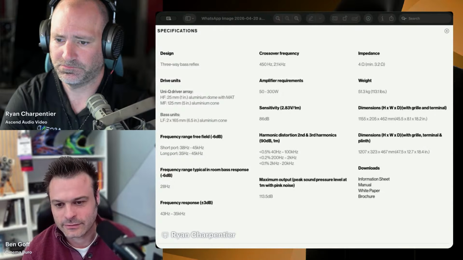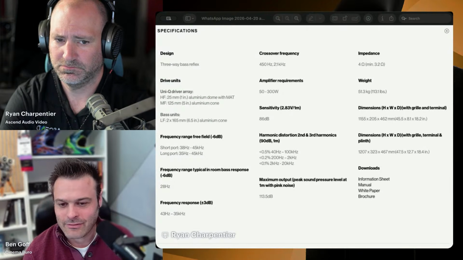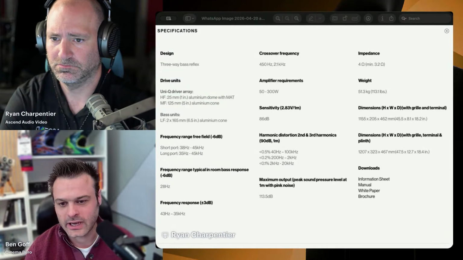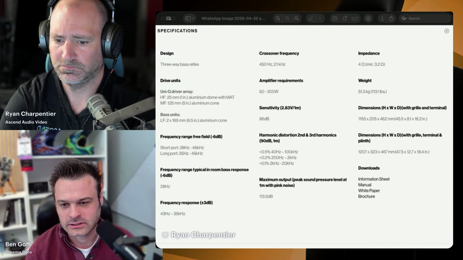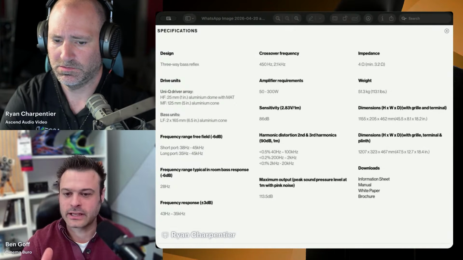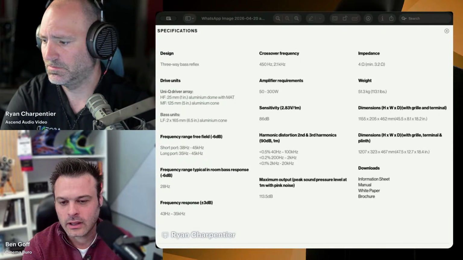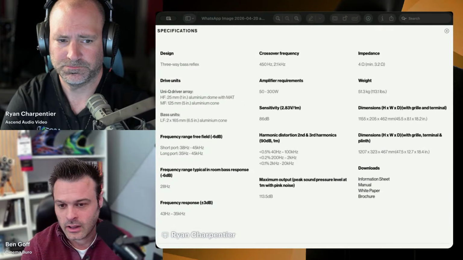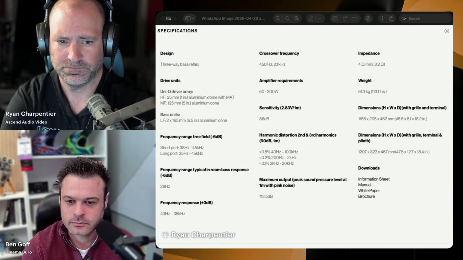So the KEF does that differently, and we'd have a different question. Frequency response plus or minus 3 dB is 43 hertz to 35 kilohertz. Okay, so it's pretty flat. Its roll off, its 3 dB point, the F3, is down at 43 hertz. So it plays really low. There's only 3 dB difference at 43 hertz to its peak level. But what we don't know is how loud it can do that.